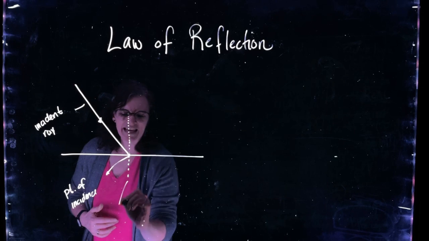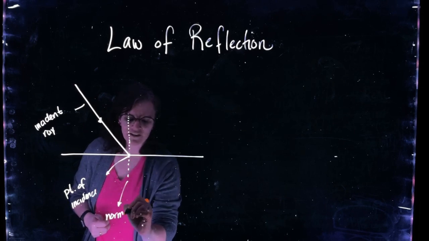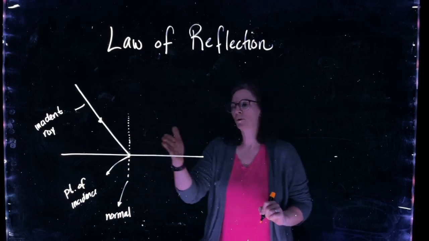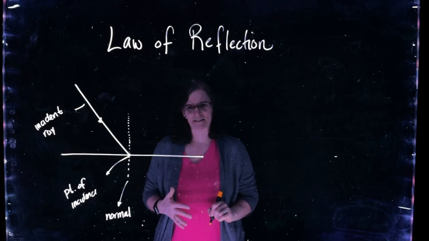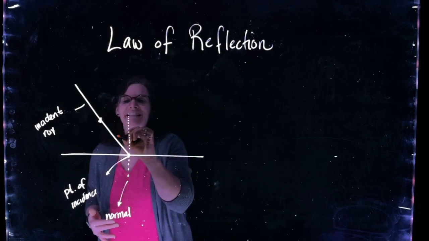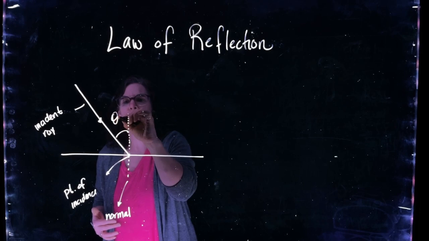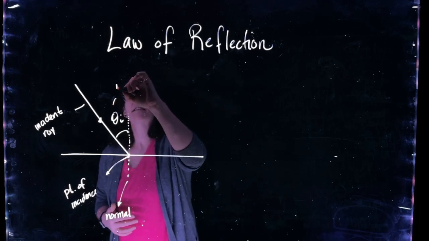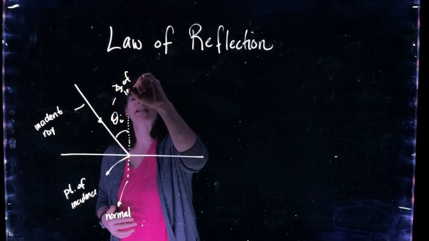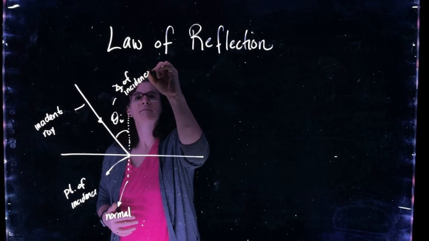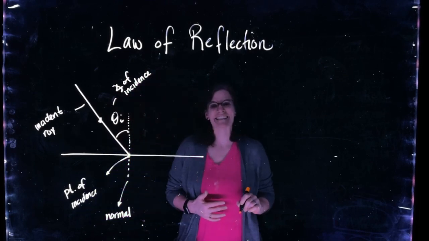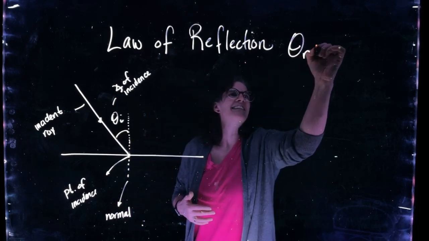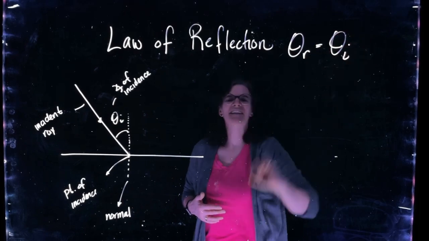And of course, we take the normal to the surface at that point of incidence, okay? So the normal to the surface at that point of incidence. The angle between the incident ray and the normal is our angle of incidence. So that's theta sub i. This is our angle of incidence. Now the law of reflection tells us that the angle of reflection is equal to our angle of incidence.